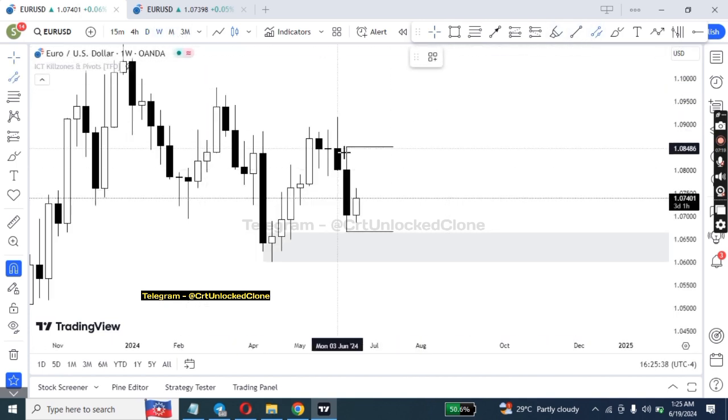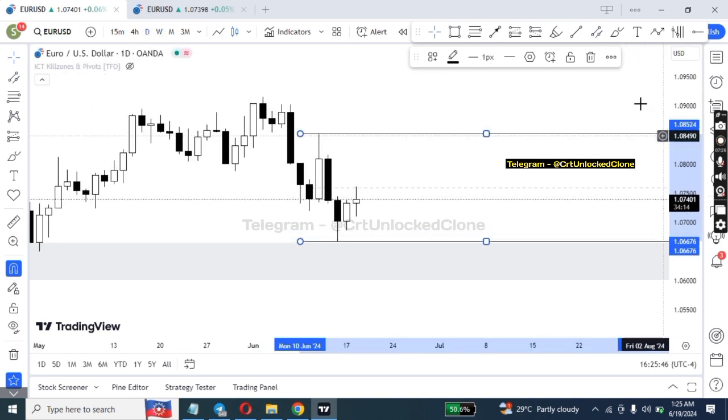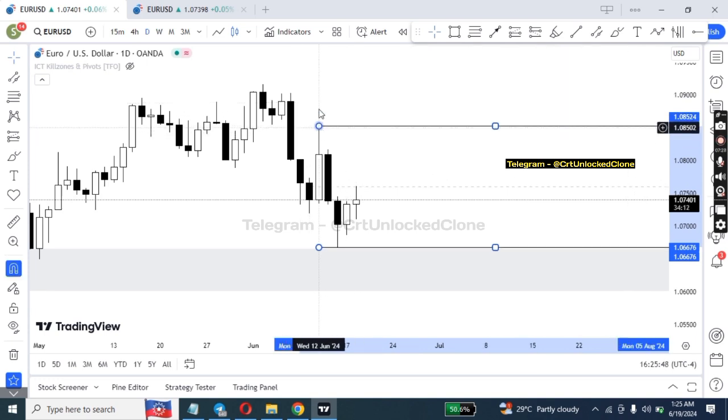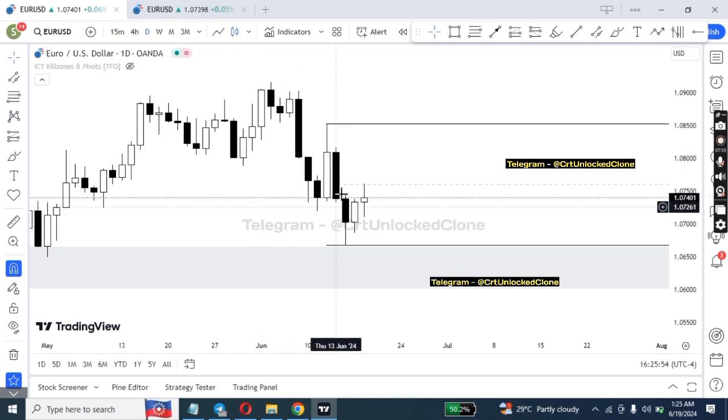Now I'm going to do this right here, so you can see the 50% of this range right here, and on the lower time frames, right? Now on the lower time frame, this is that big bulky candle which can be potentially treated as a weekly CRT. Now this is the 50% of that range.